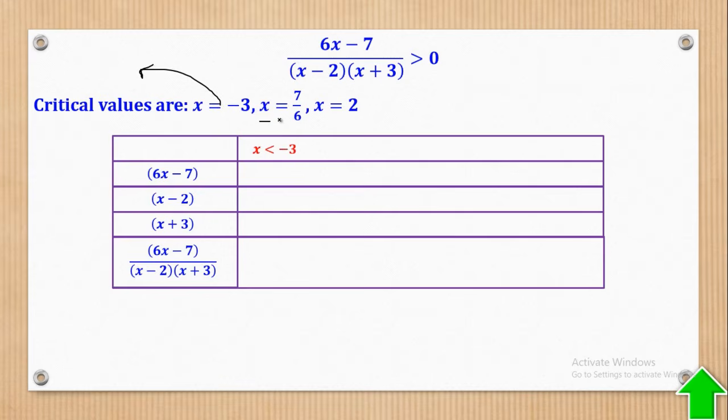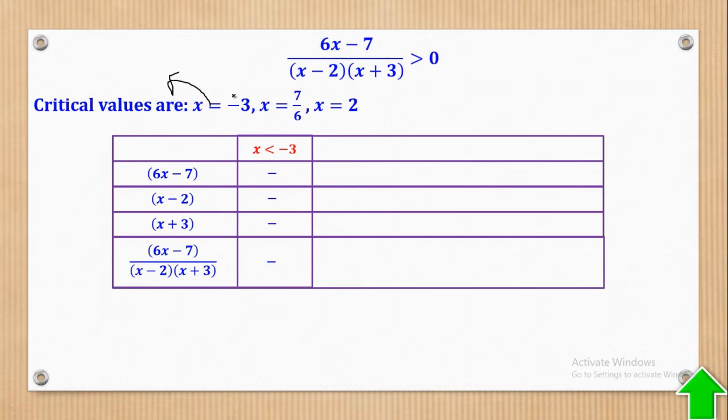Let us use the test value of -4. So put -4 here, you get a negative. This, put it here, you get a negative. Put it here, you get a negative. So the resultant of this will be also a negative. So we have finished values less than that.